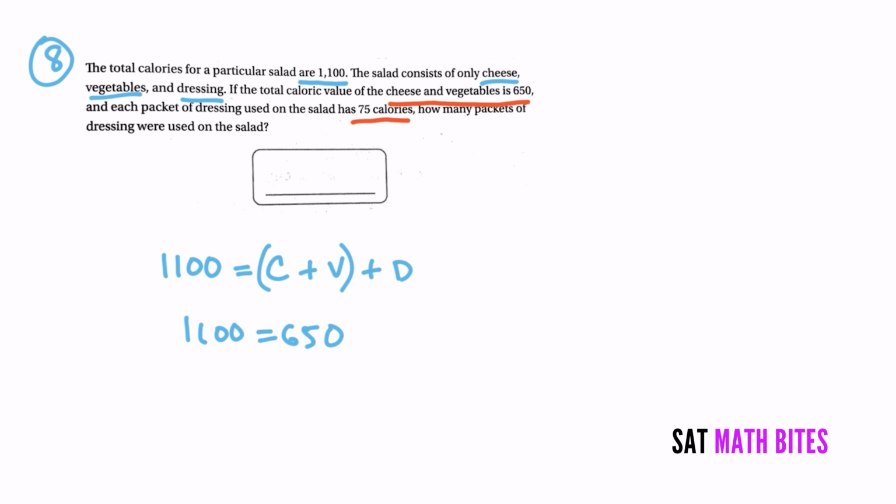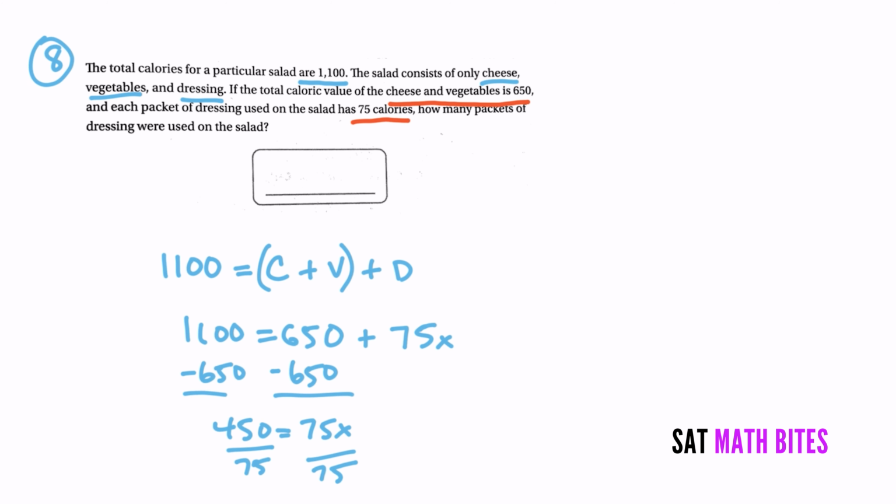And we know each packet of dressing has 75 calories. So we're just going to write plus 75x, where x is the number of packets of dressing. So we just solve it, minus 650 from both sides. That would give me 450 equals 75x. Divide both sides by 75, and you should get x equals 6. So that means there were 6 packets of dressing in this salad.